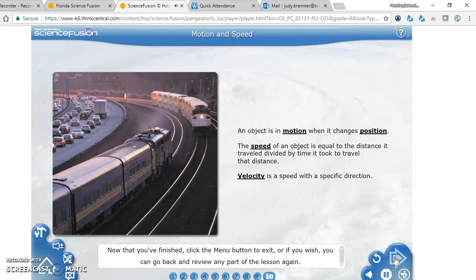Now that you've finished the lesson, click the menu button to exit. Or if you wish, you can go back and review any part of the lesson again.